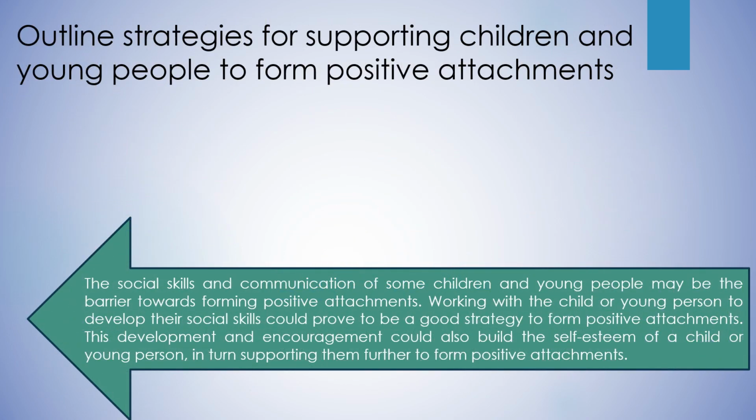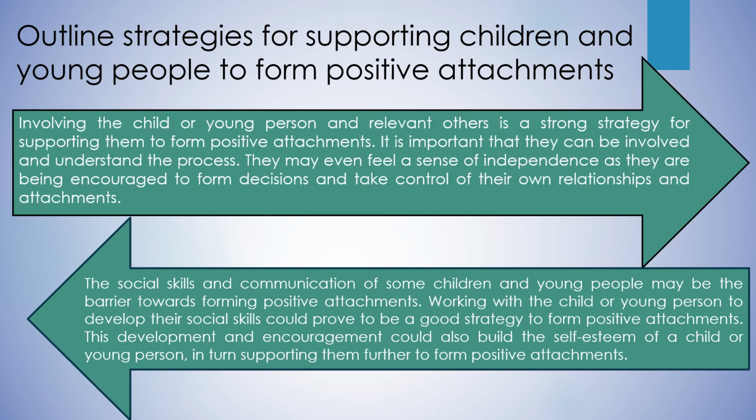So I'm going to put some of the strategies. The question is outline strategies for supporting children and young people to form positive attachments. So obviously here's a couple that we're going to be looking at. Involving the child or young person and others into the strategy. So when you're coming up with an idea of how to, working with the young person to build the strategies around the relationship.